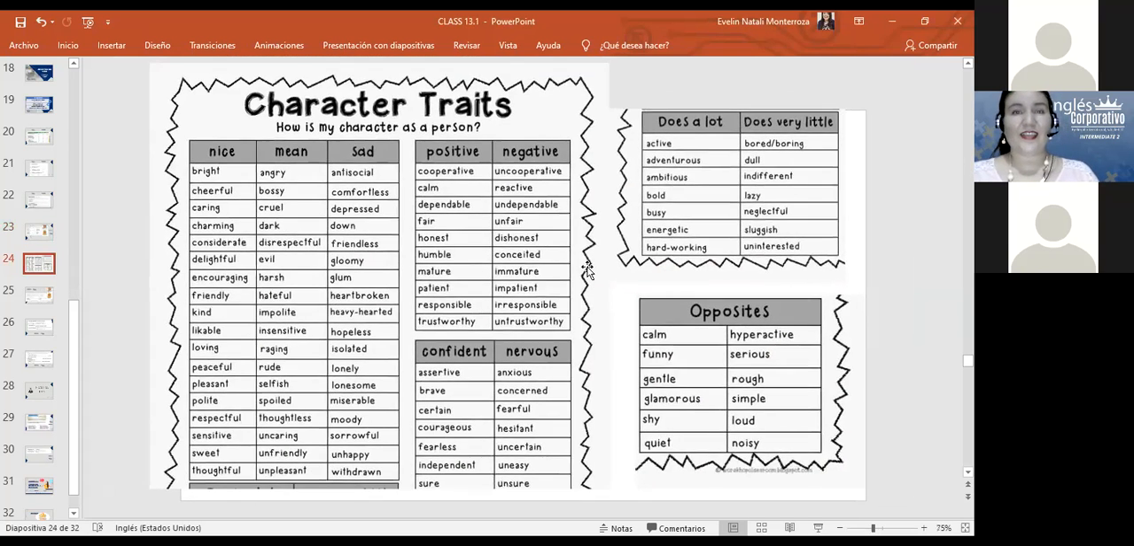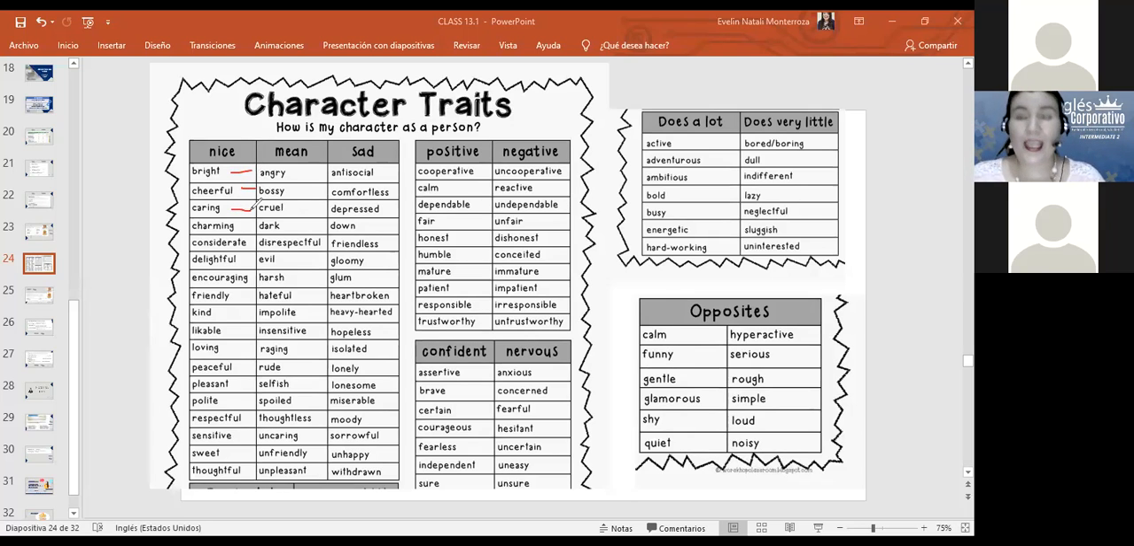This is the list that I send you today. And in these ones, you have a lot more adjectives, right? When they mean that they are nice, they are mean, que son como malos, malvados, sad, tristes, adjetivos positivos, negativos, de confianza, de cuando estás nervioso, que haces mucho, que no haces nada, y los que son opuestos. So here you have a whole world of possibilities.